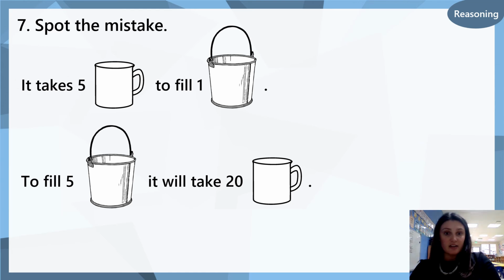Okay, question 7. Here we have a question, but I think someone has made a mistake. Can you find the mistake? It takes 5 mugs to fill 1 bucket. To fill 5 buckets, it will take 20 mugs. What do you think? Do you think that's correct, or do you think there's a mistake? On your paper, I'd like you to write number 7 for question 7 and see if you can write down what the mistake is.